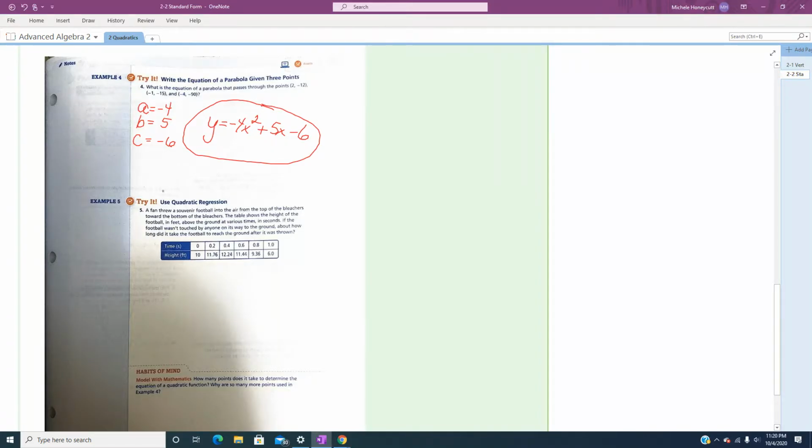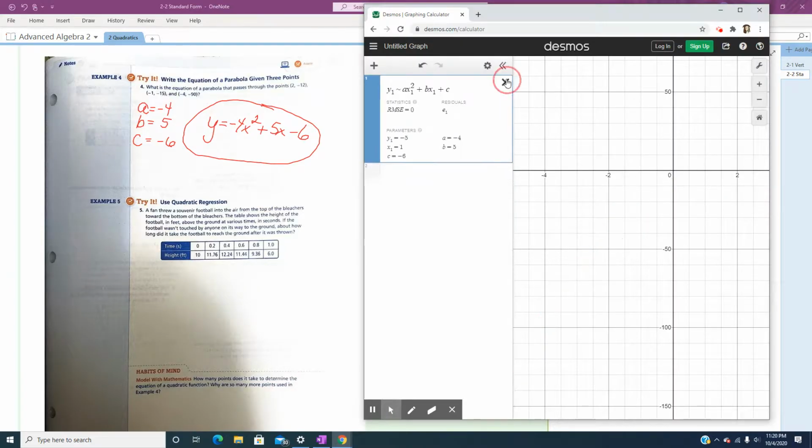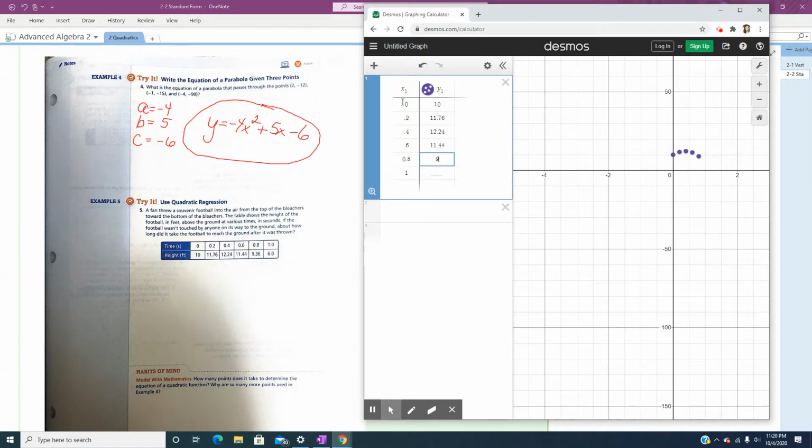You can also do that with more data points. So let me pull Desmos back up here. Clear those out. Now I'm going to type in another table with those data points: 0, 0.2, 0.4, 0.6, 0.8, and 1. And then for y: 10, 11.76, 12.24, 11.44, 9.36, and 6. Ooh, that's looking pretty nice.